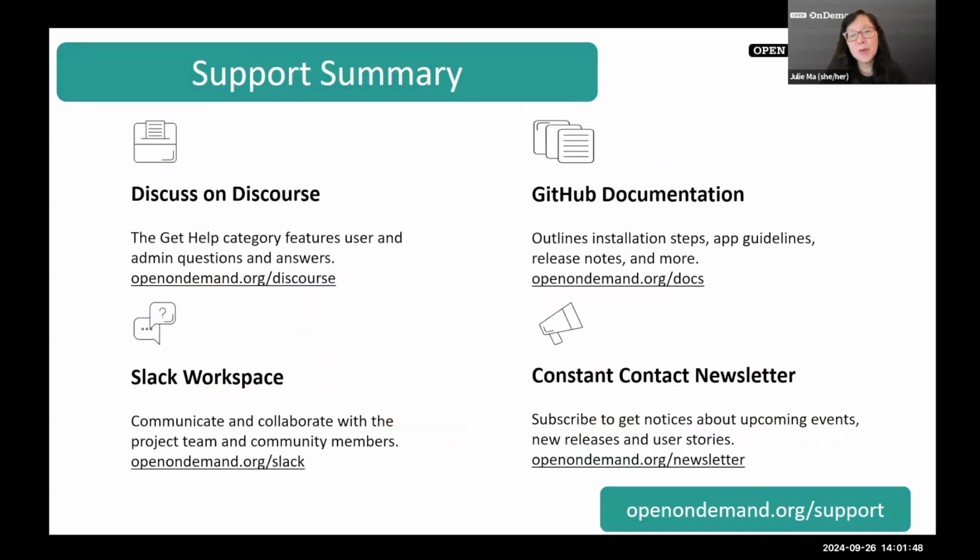So just in summary, we have a variety of ways to reach us: the discourse, our GitHub repo. We also have a Slack space that you can get to through openondemand.org/Slack. And we also have the Constant Contact newsletter. So I think what we're trying to say here is that we're here and we really appreciate the participation of the community, and we really hope to engage with you more through any of these mechanisms.